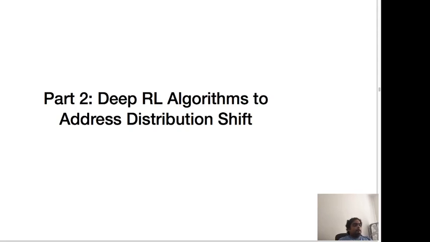Okay, in this part, we'll discuss deep RL algorithms to address the distribution shift problem that we looked at in the last part. So the broad idea towards addressing distribution shift is to be pessimistic, and we'll look at what that means.